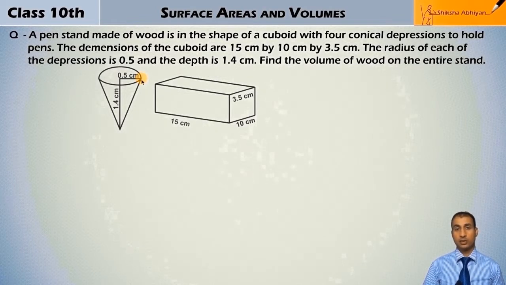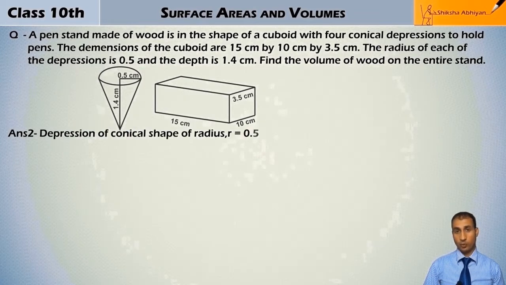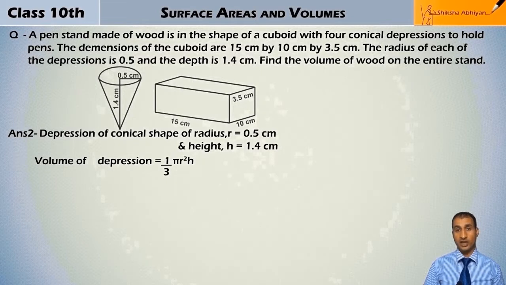Now see, this is the conical depression of radius 0.5 centimeter and the height, that is depth, is 1.4 centimeter. Now see, this is the cuboid wood stand with length 15 centimeter, breadth 10 centimeter and height 3.5 centimeter. So depression is of the conical shape of radius r is equal to 0.5 centimeter and height h is equal to 1.4 centimeter. So the volume of depression is equal to 1 by 3 pi r square h.